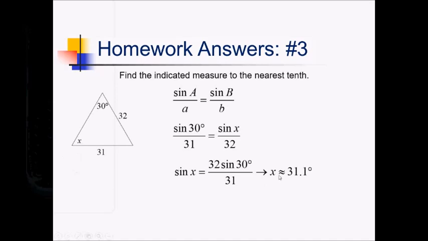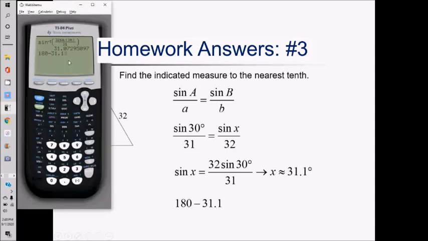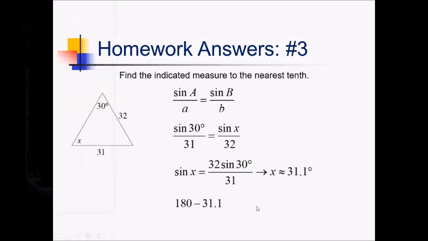Now, before we call it a day here, remember that law of sines is ambiguous about angle answers, so we always have to check to see if there's another alternate angle that could work. To do that, I'm going to subtract 31.1 from 180 to get the other possible angle. Crunching those numbers on the calculator, that comes out to 148.9 degrees.